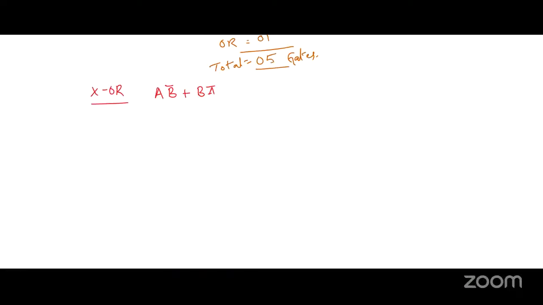BA bar. Okay. So AB bar plus BA bar. So in this, let us discuss for this. AB bar plus BA bar is nothing but A XOR B. Don't read it like A plus B; A plus B is for the OR gate. Okay. So A XOR B.